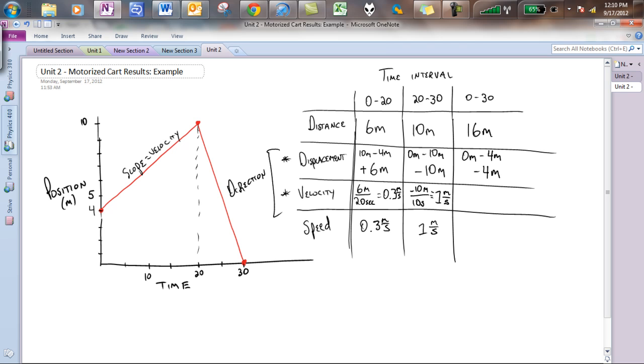If we take a look at this, we started here and we ended there. It does not matter what happened in between. The question is, how far did you displace? And from this standpoint, you've only moved yourself 4 meters. And again, it's a negative 4 meters, which tells us in what direction we moved ourselves. So that would be negative 4.